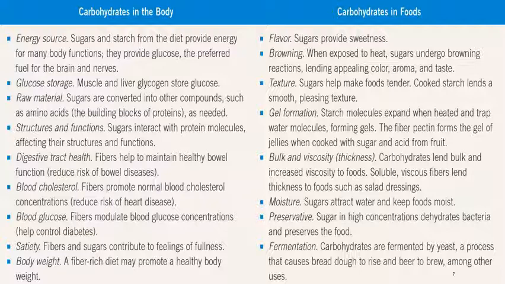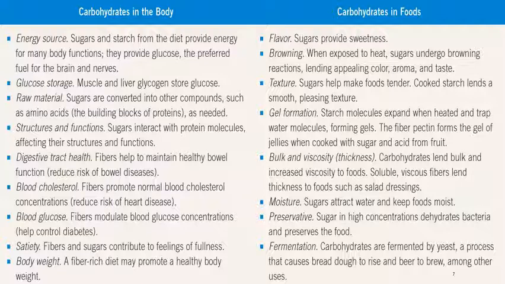Texture. Sugars help make food tender. Cooked starch lends a smooth, pleasing texture. Gel formation. Starch molecules expand when heated and trap water molecules, forming gels. The fiber pectin forms the gel of jellies when cooked with sugar and acid from fruit.